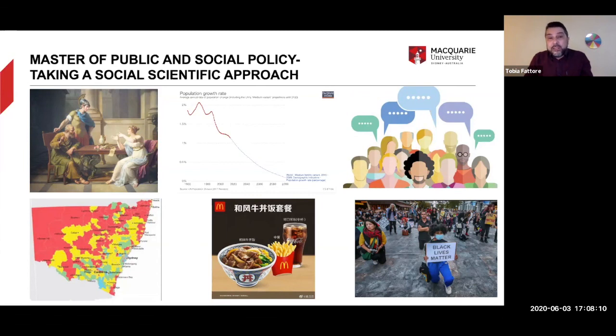And so in seeking to engage and to understand the social world, social scientists often ask some of the big questions. Things like, what is a good society? How might we eradicate poverty? How can we make the world a better place?